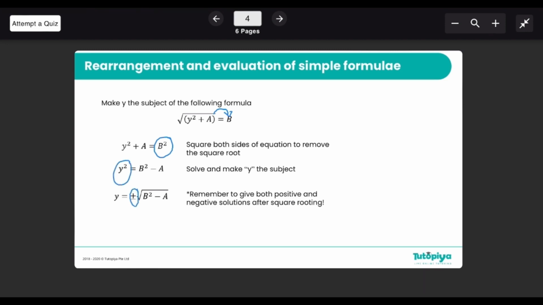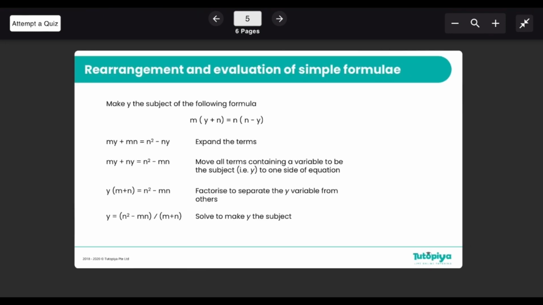And remember that when you square root, there are two possible answers, right? There's a positive square root and a negative square root. For example, if you take the square root of 4, you should know that 2 times 2 is 4, as much as -2 times -2 is also 4. So therefore, you have to take both signs on the right side of the equation, right?